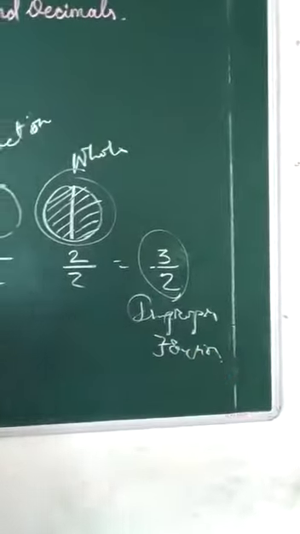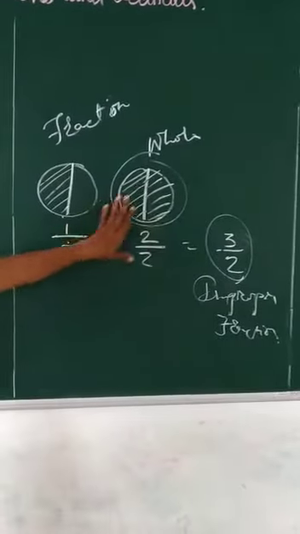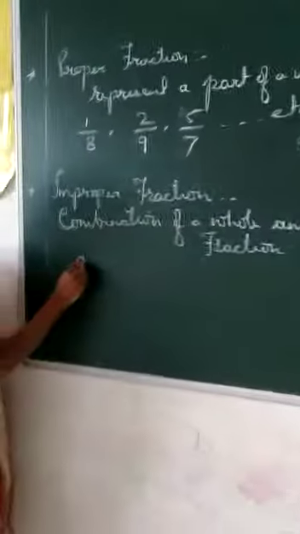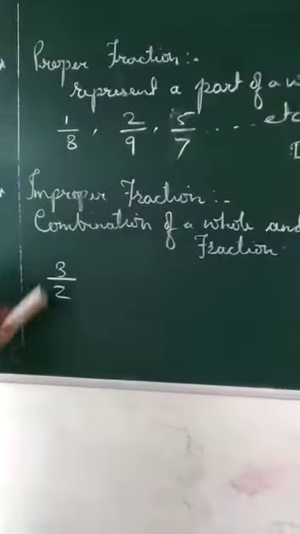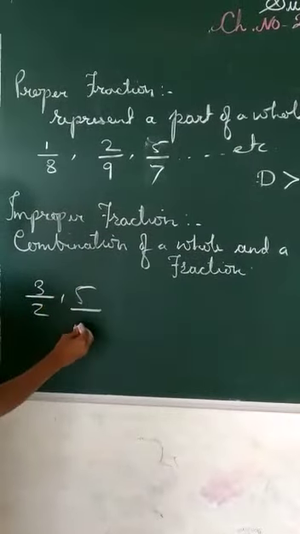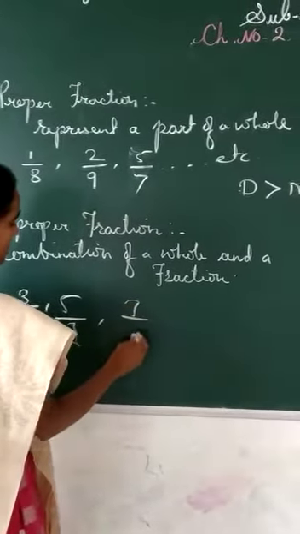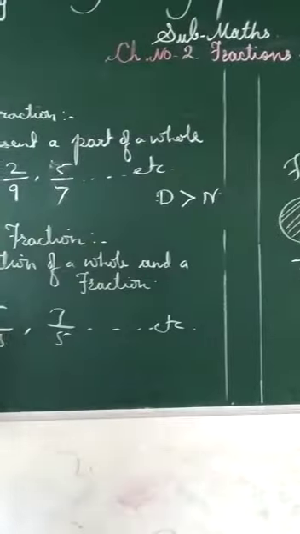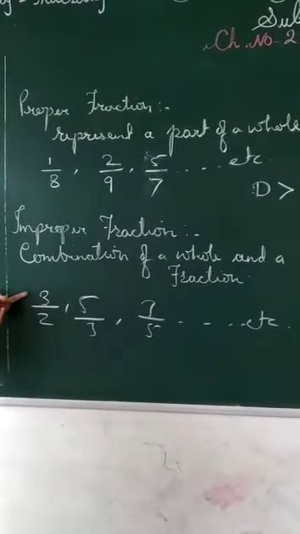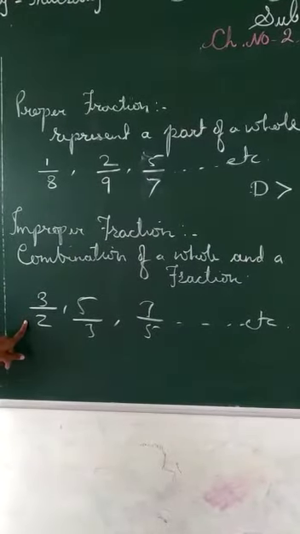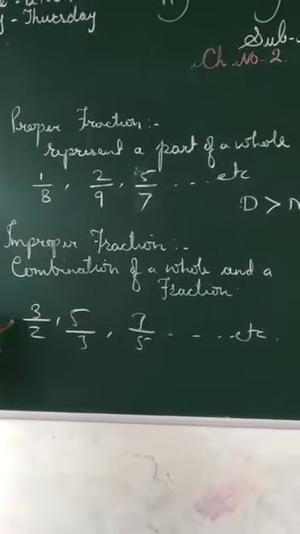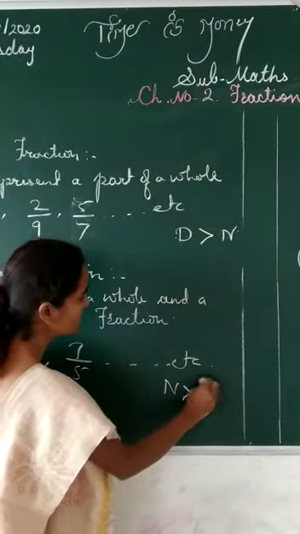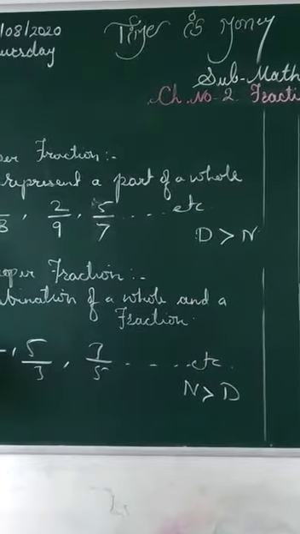Okay. So what is an improper fraction? An improper fraction is a combination of a whole and a fraction. What are the types of improper fractions? 3 by 2, 5 by 3, 7 by 5, and many more. In an improper fraction, the numerator is always greater than the denominator. This you have to remember. The numerator is always greater than the denominator in an improper fraction.